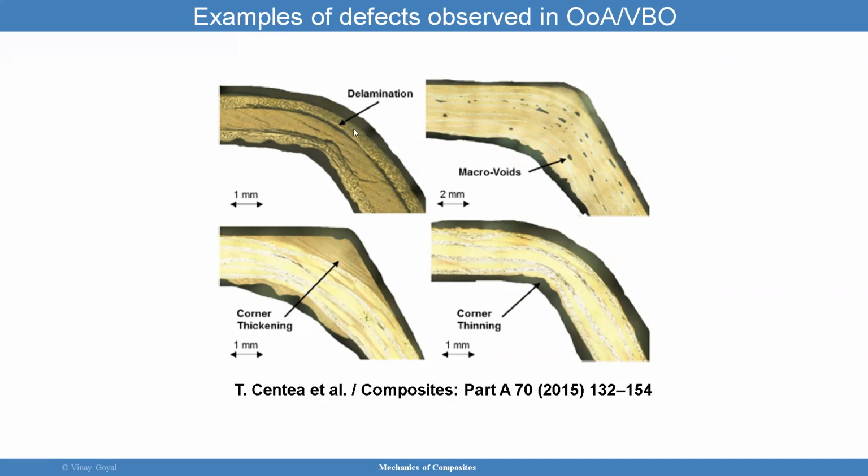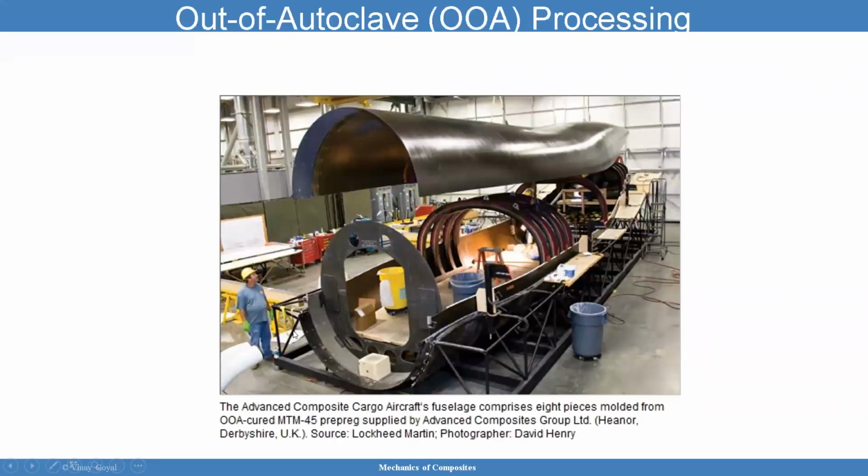And you can see you get delamination, macro voids. You can get corner thinning. So it's thinner here compared to here. And you can get also corner thickening. So these are kinds of things you could see.